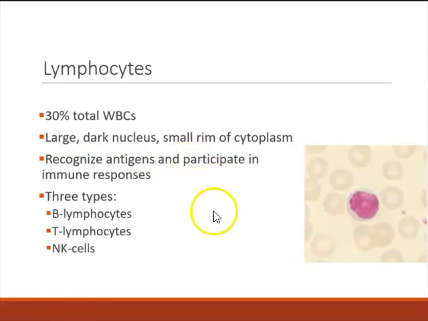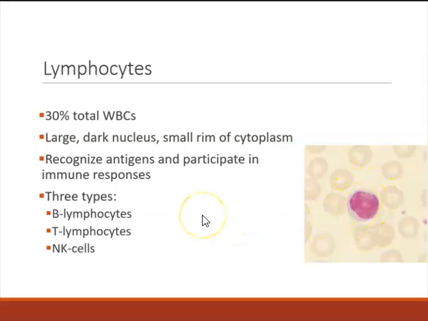So first we're going to talk about lymphocytes. Lymphocytes make up about 30% of the total white blood cells. They have a large dark nucleus and a very small rim of cytoplasm. I like to think of them as having a fried egg appearance. So we have this large nucleus that looks like the yolk of an egg, and then a very, very small rim of cytoplasm kind of on the periphery of the lymphocytes. So kind of looking like a big fried egg.